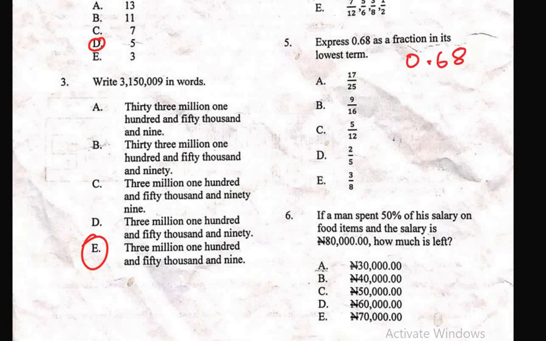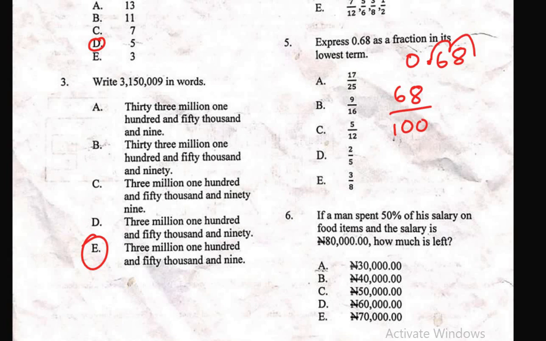We have 0.68. We have to make this a whole number. To do that, we move this decimal point 2 places to get rid of it. So 68 stands on its own. Since we moved 2 places, we divide by 100. If we move 1 place, we divide by 10. So we are dividing by 100 because 100 has 2 zeros. These zeros represent the number of places you move the decimal point.